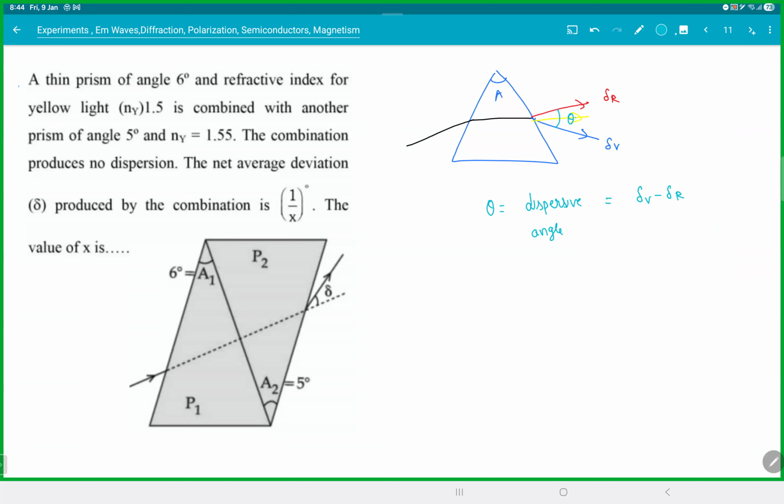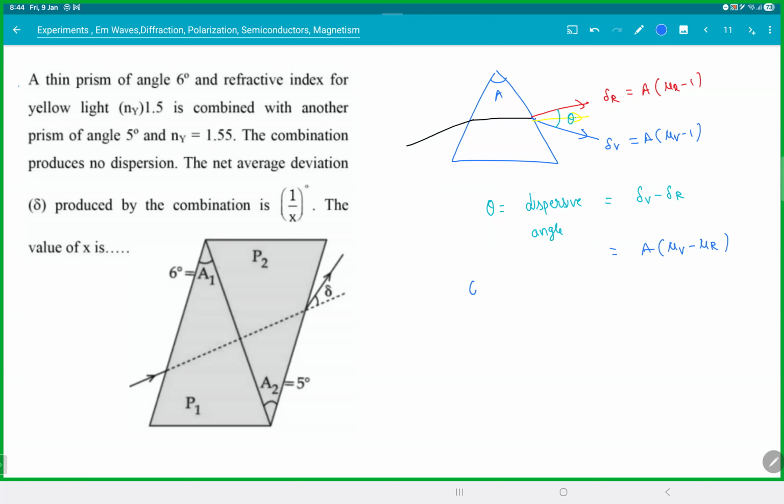And how to get the deviation here? Deviation is nothing but the angle of the prism into refractive index mu minus 1. This is for thin prisms. Delta is equal to A into mu minus 1. Hope you remember that. This will be A into mu violet minus 1. So this formula becomes A into mu violet minus mu red. This is your dispersive angle.